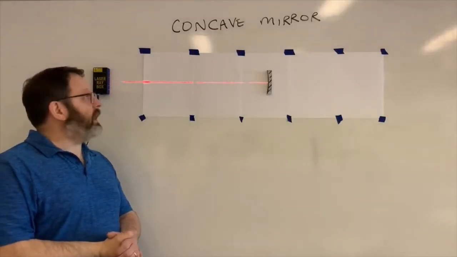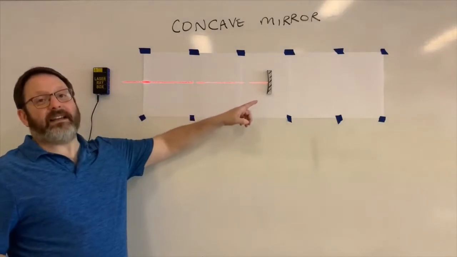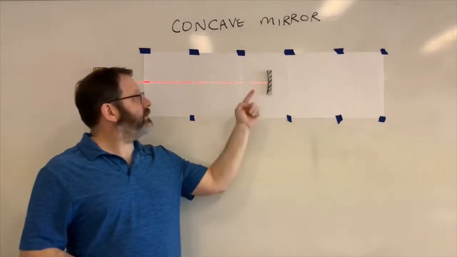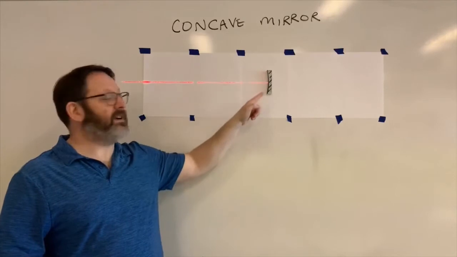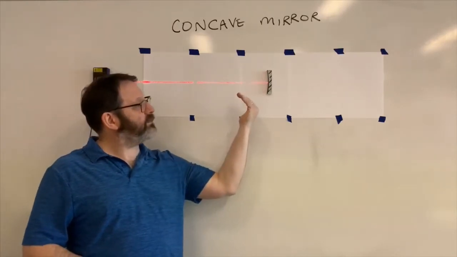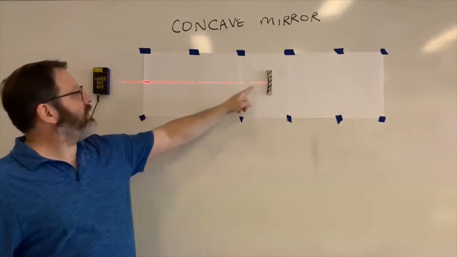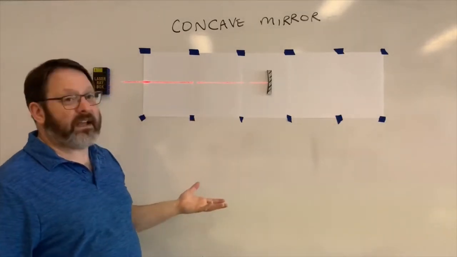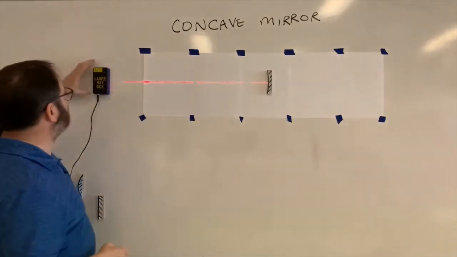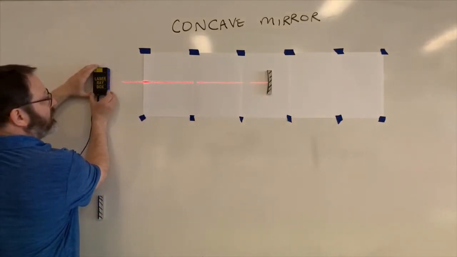Now we want to look at what happens when light hits a concave mirror. You can see it doesn't look like it's curved very much, but the front surface of this mirror is curved in a bit. If I bring the laser in and hit it right in the center, it looks exactly like the plane mirror did. But look what happens if I start going off center.